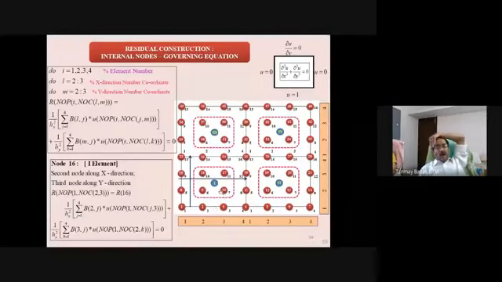Now I am encircling the internal nodes. Each element has 2-point collocation in the x direction, 2 points in the y direction. We have the 4-point collocation, right? So we have 4 collocation points in each domain, each element.